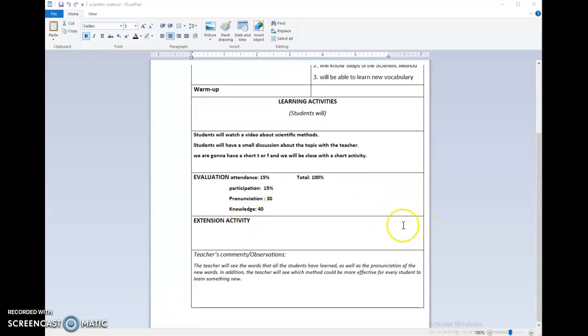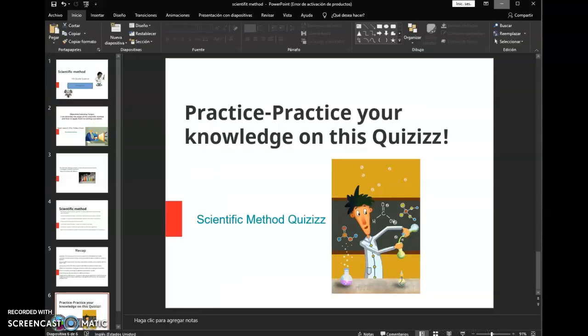Alright? Some comments that I want to add as observation: the teacher will see the words that all the students have learned, as well as the pronunciation of the new words. In addition, the teacher will see which method could be more effective for every student to learn something new, right? So now I'm going to continue with just a little PowerPoint.